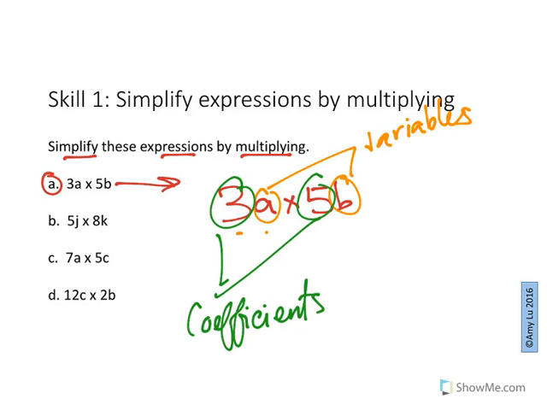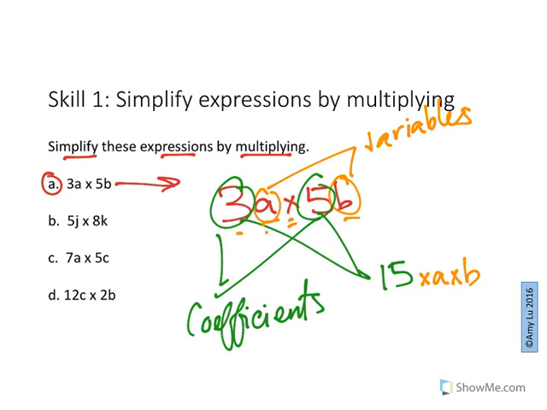So in this case, we have no idea what the variables are, so we kind of have to leave them alone. However, we do know what the coefficients are, so all we have to do to simplify this expression is simply to do this. 3 times 5 is 15. Okay, but now you see how we didn't do anything with the A and B? Since we are multiplying, all we have to do is attach it on: times A times B.